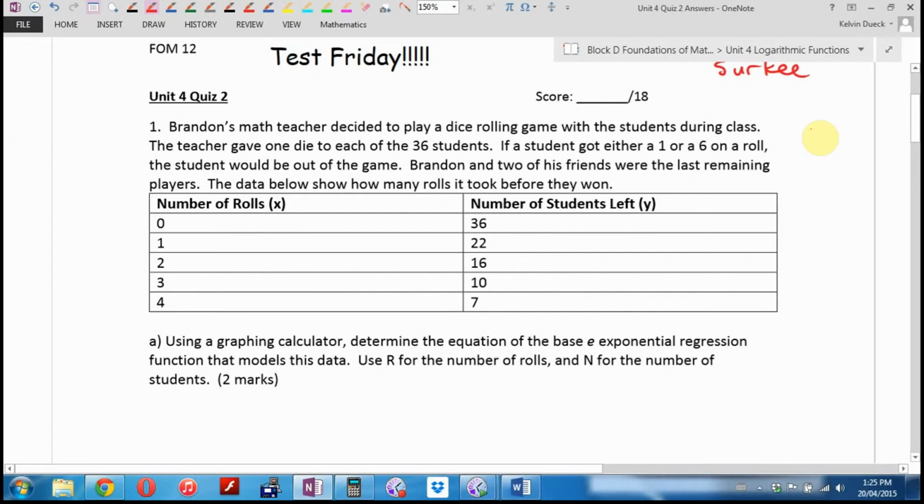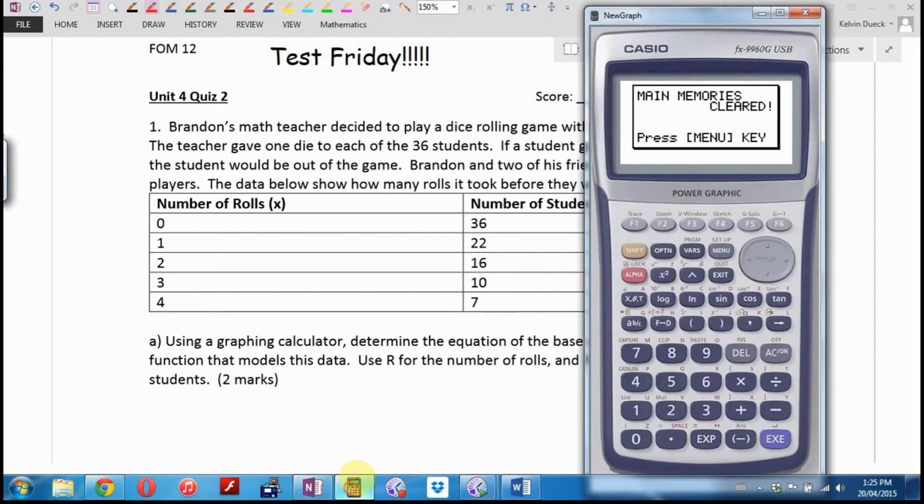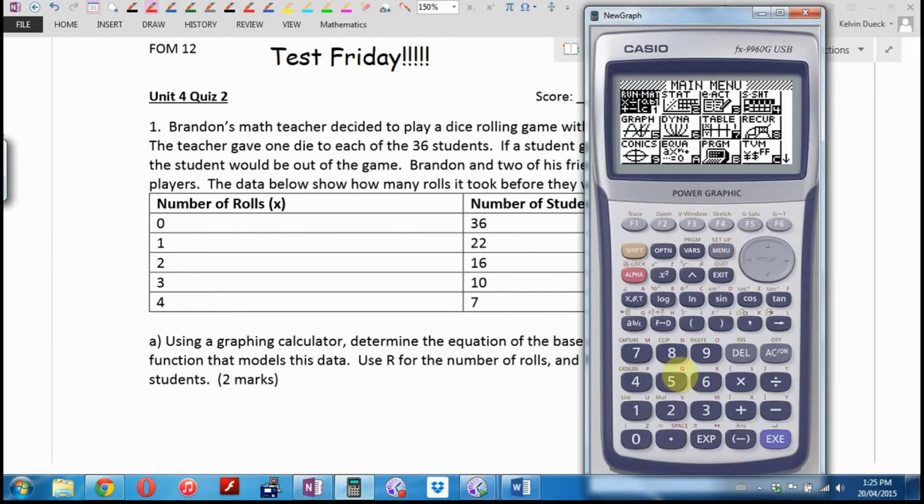Brandon's math teacher decided to play a dice game. Okay, I see 36 students. I see a chart. Looking at part A, it says, using a graphing calculator or some other technology, find the equation, base e exponential regression. I've got to type in this data.